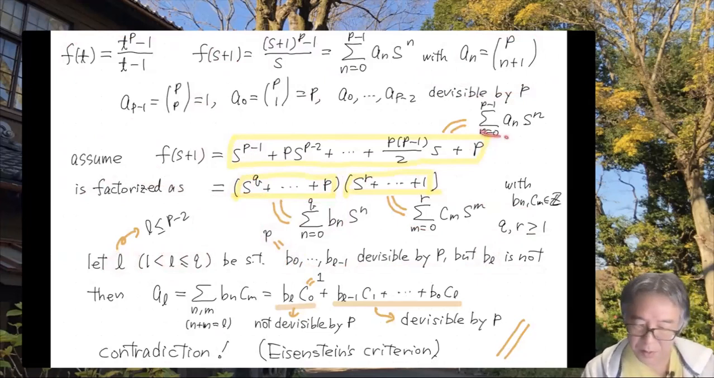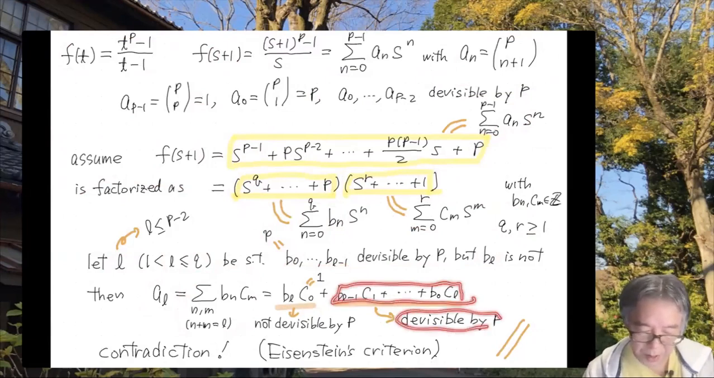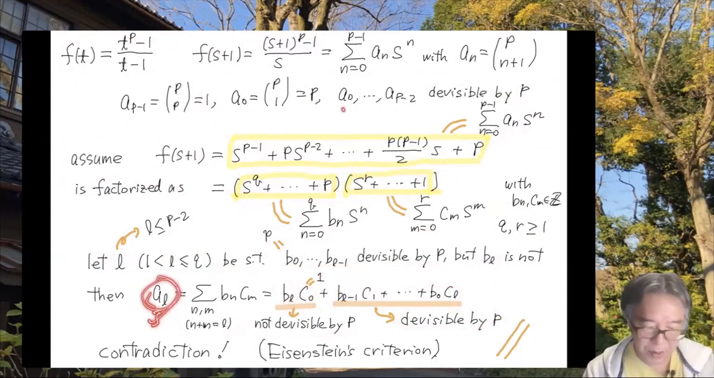Okay, then recall that A is defined like this, so I compute AL, and it's of course written like this. And if you write it more explicitly, it can be written like this. But as I said, because of this assumption, these are all just divisible by P. And now recall that C0 is 1, and I assume that BL is not divisible by P. So this AL is not divisible by P. Okay, but this is a contradiction because we know this. We know this. And of course, this L must be less than or equal to P minus 2. So this contradicts this fact.